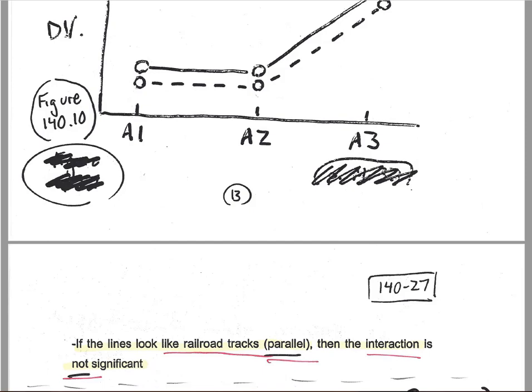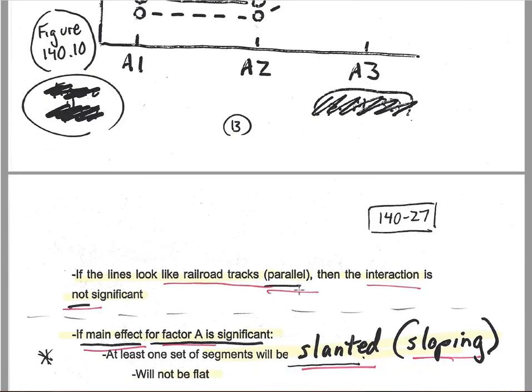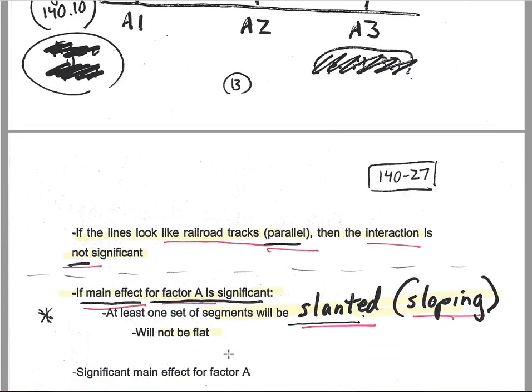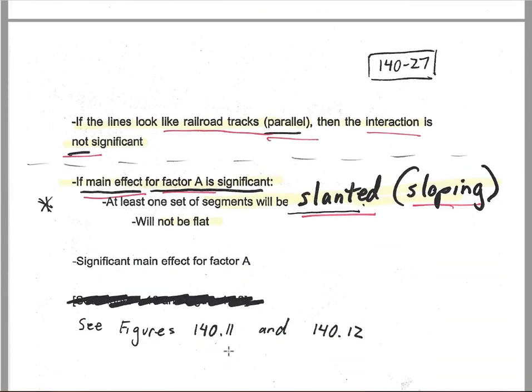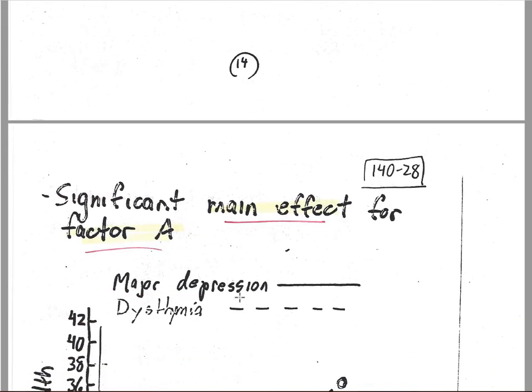We move to the next kind of effect that I want you to be able to identify, and that is significant main effect for factor A. How do you know you have a significant main effect for factor A? If the main effect for factor A is significant, then at least one set of line segments will be slanted. At least one set of line segments will be sloping, will not be flat. Illustrate that in the next figure or so.